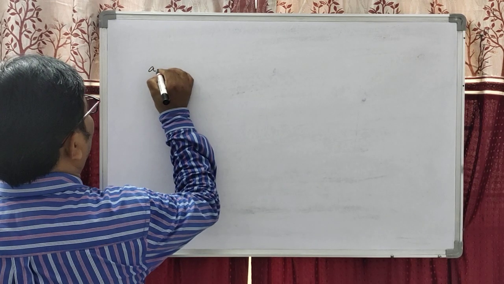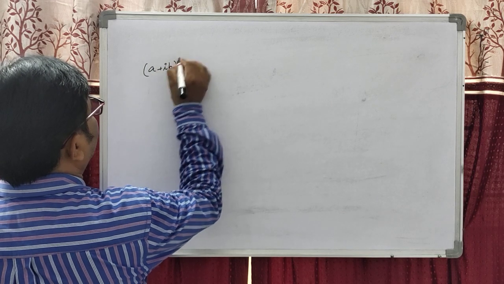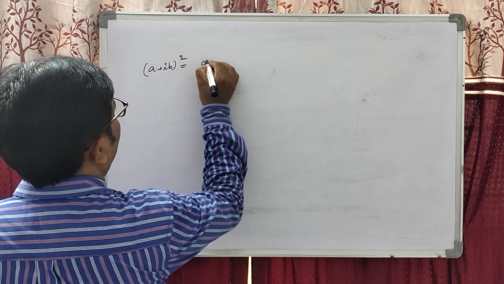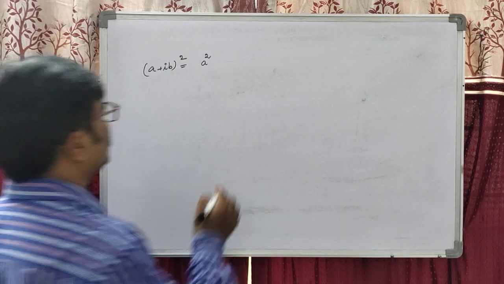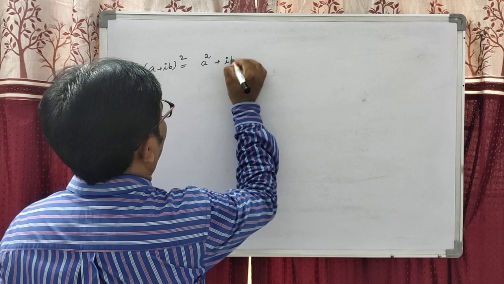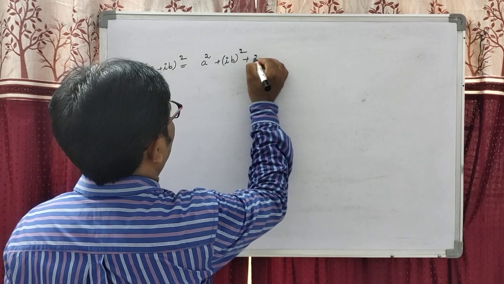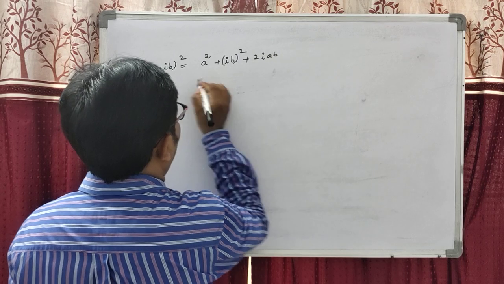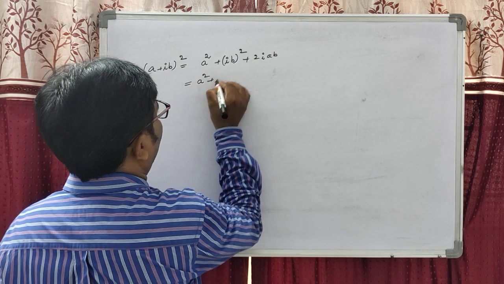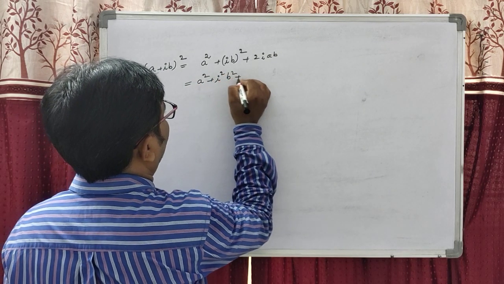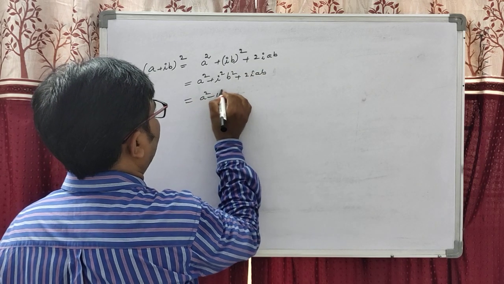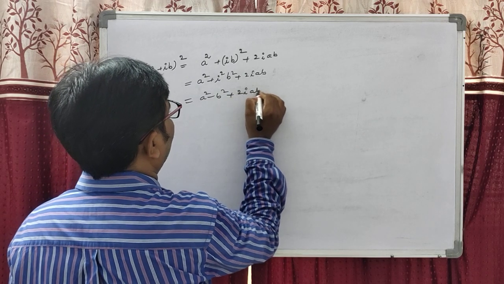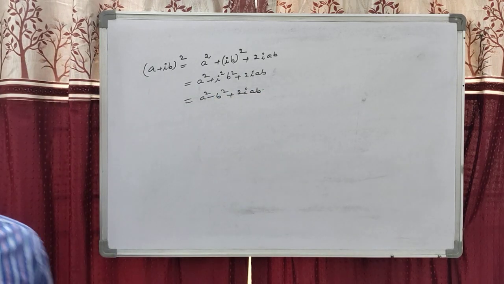Now students, we can write (a + ib)². This is a², and then (ib)² plus 2ab, that is 2iab. This we can write as i²b² plus 2iab. Therefore students, a² minus b² plus 2iab is the formula of (a + ib)².